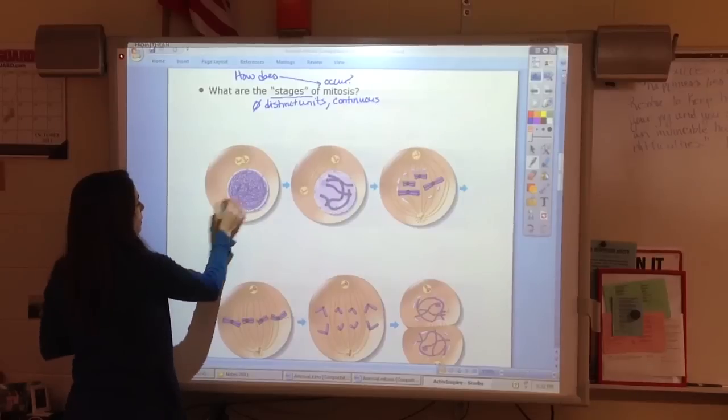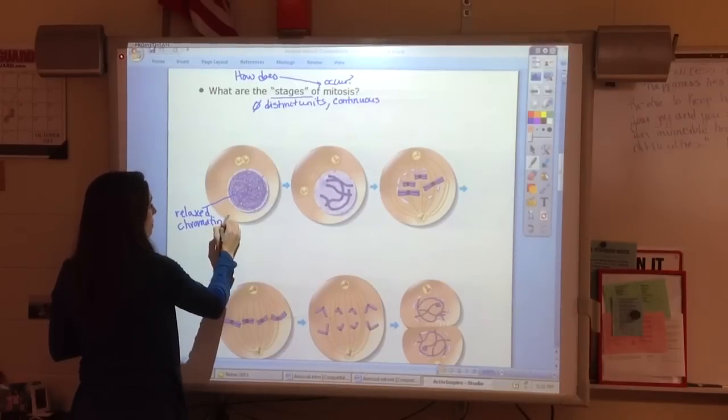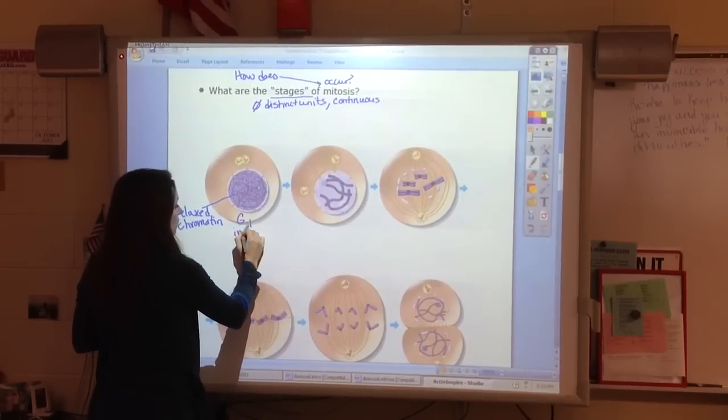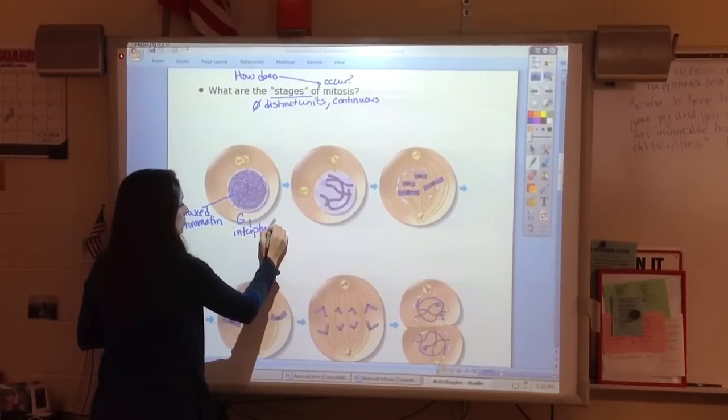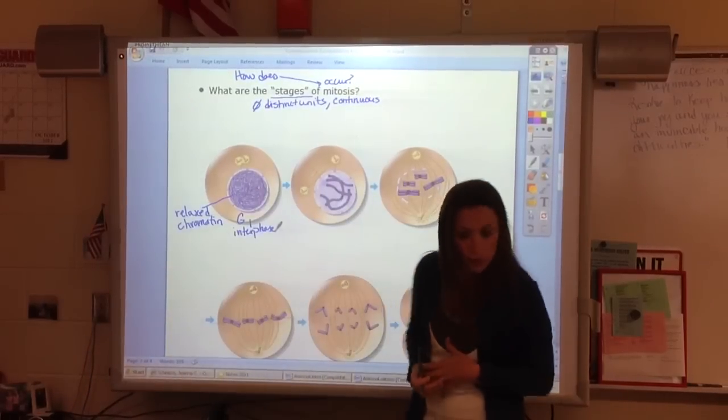What we want to notice in this first picture, well, there are a few things that we want to label. This is our relaxed chromatin, and this signals that we are in G1 of interphase. We haven't gotten a signal, the cell is just doing what it needs to do.